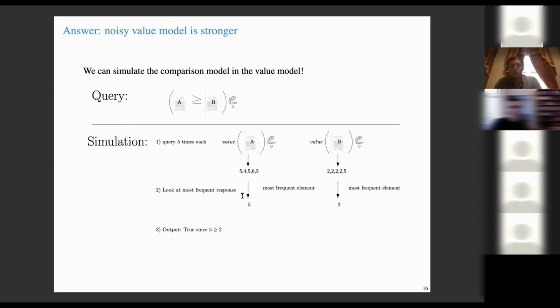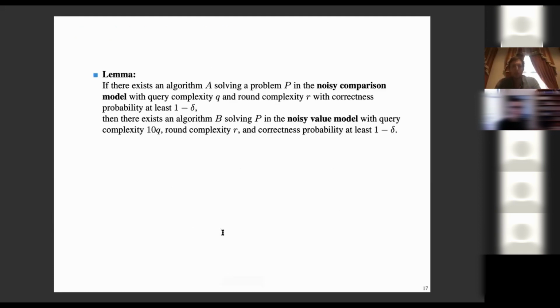And then you just look at the most frequent response. So for the first paper, there were a lot of people who said it's 5. So you're going to just think internally, this is 5. For paper B, you're just going to think it's 2. And then you check if 5 is bigger than 2. And most of the time, this seems to be the case. And so you say, oh yeah, A is bigger than B, right? So this is a way of simulating it.